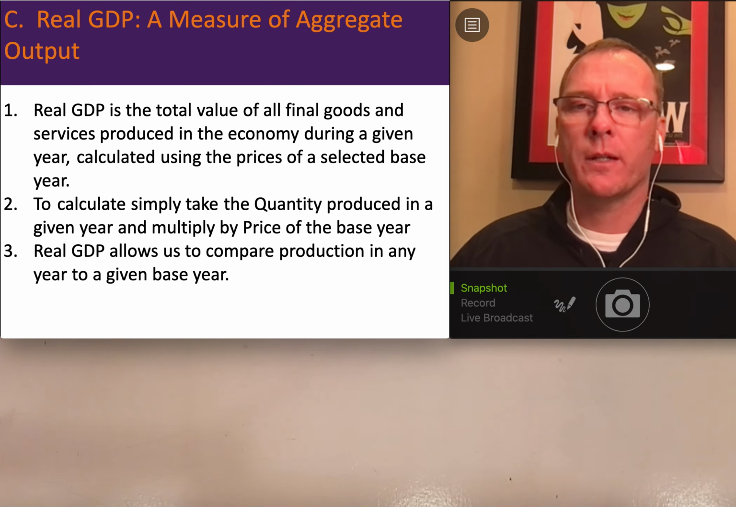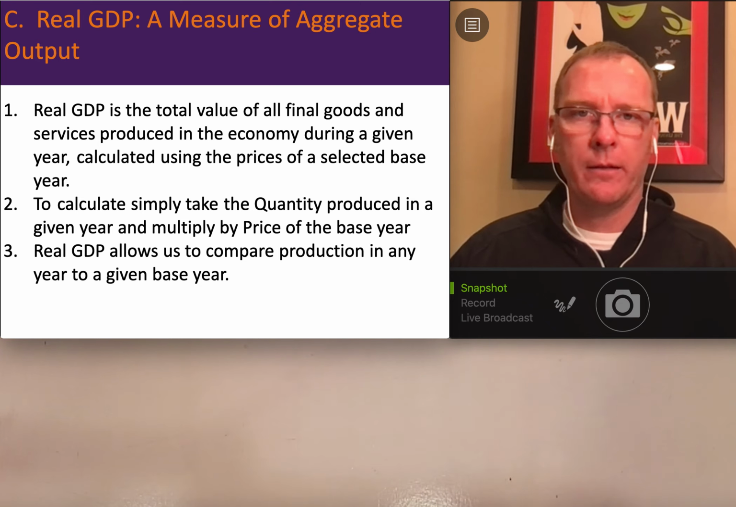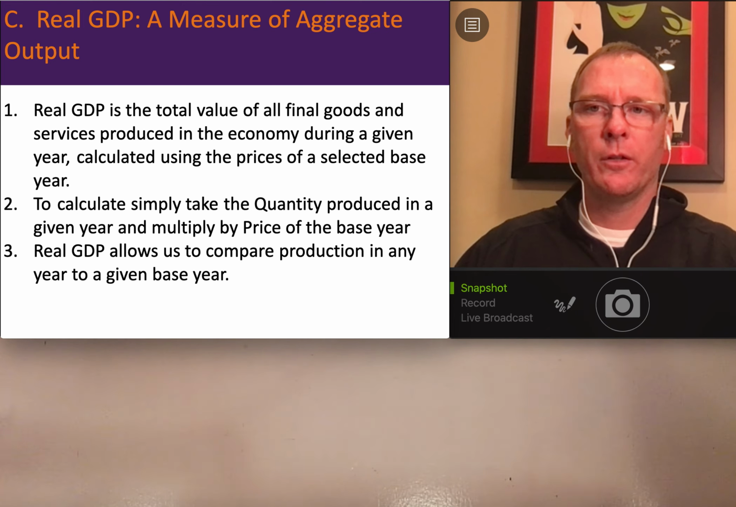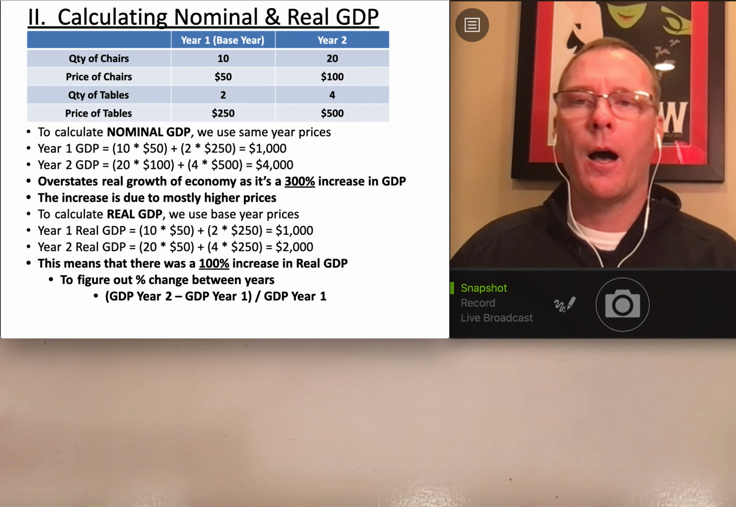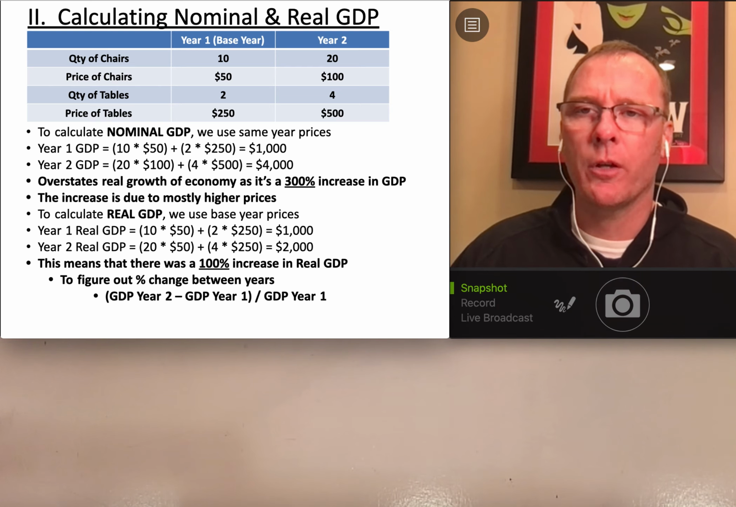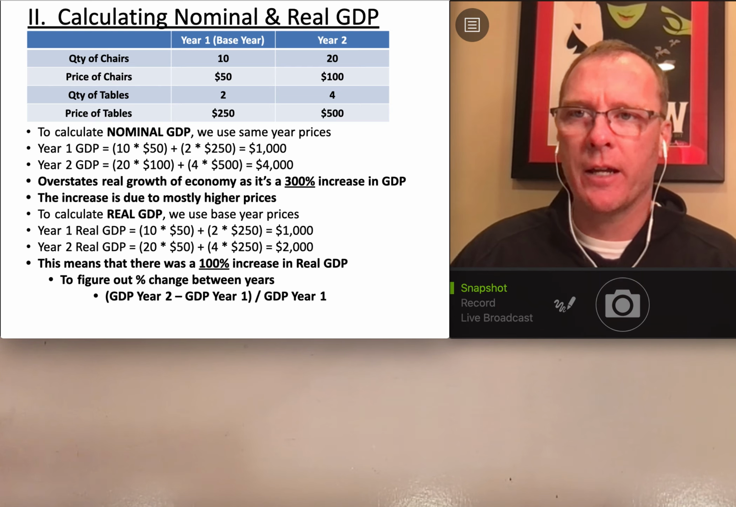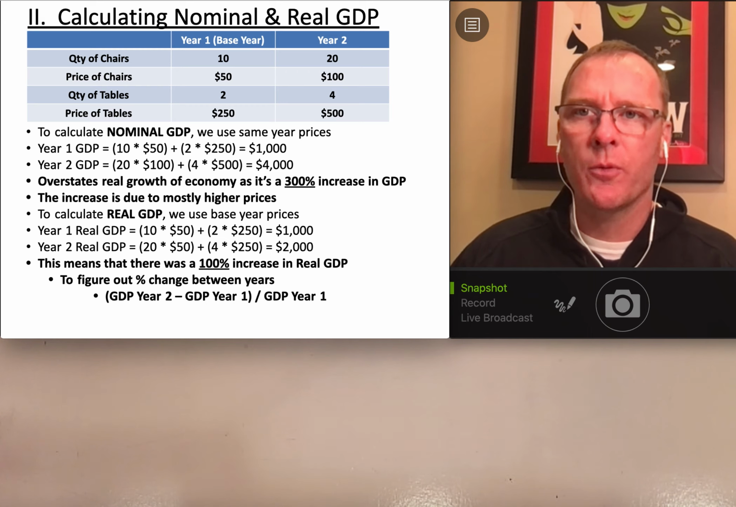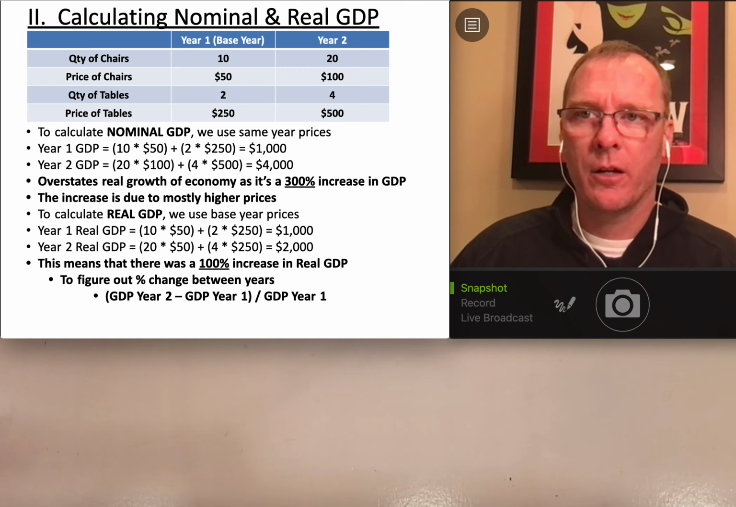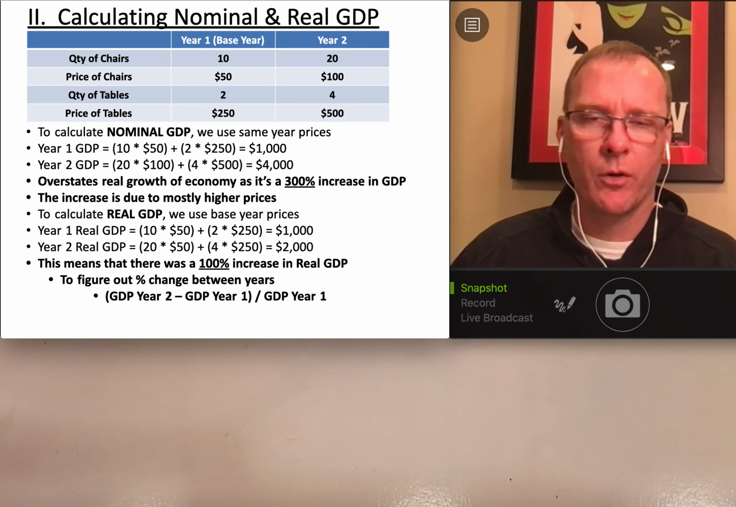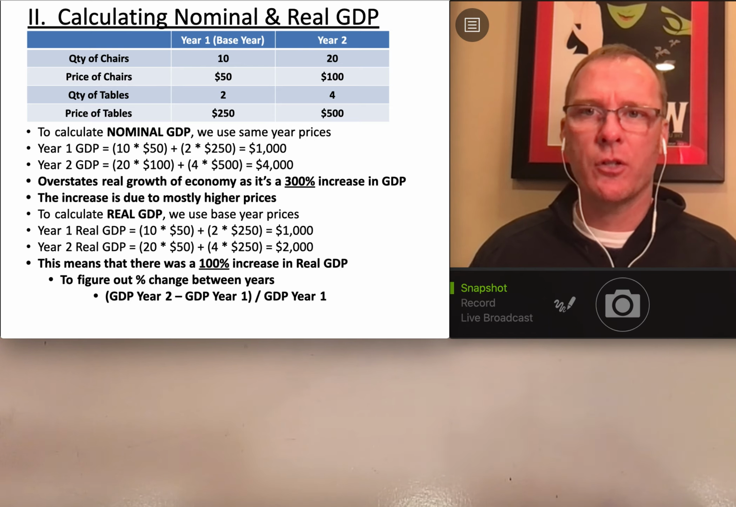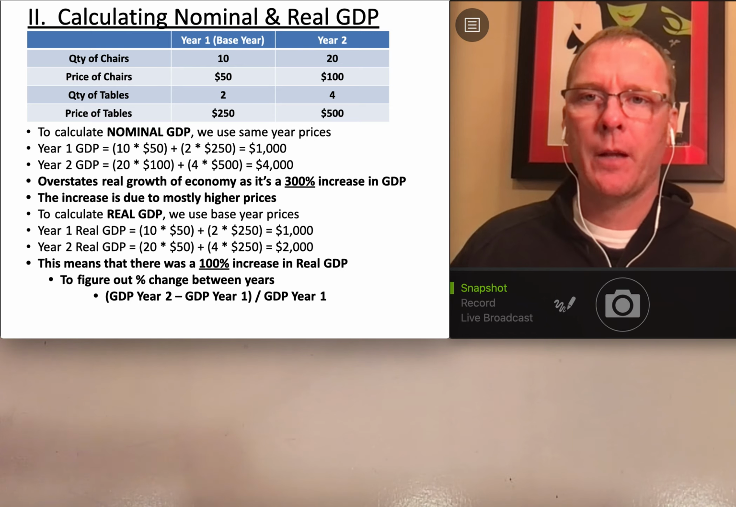Okay, so to calculate this, you take the quantity in your given year multiplied by the base year price. That's going to give you real GDP. As you look at this graphic over here, it's going to show you chairs and tables, right? Quantity and price of each. And what we're going to see is in year one, we have 10 chairs at $50, 2 tables at $250. How much is that? Well, if I look at just my nominal GDP, that's going to add up to $1,000.